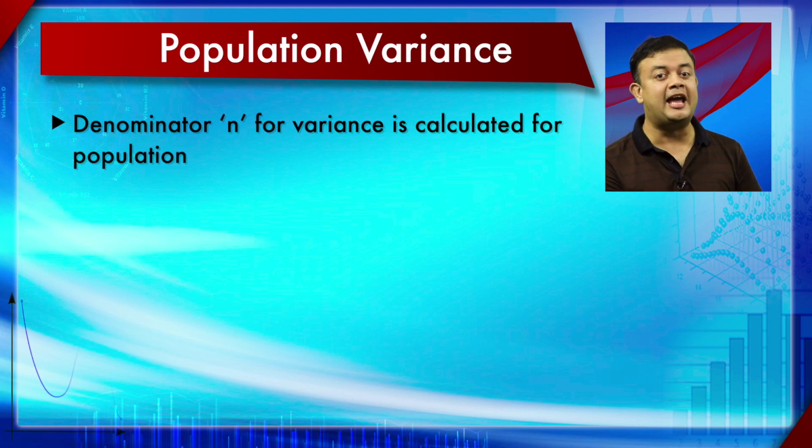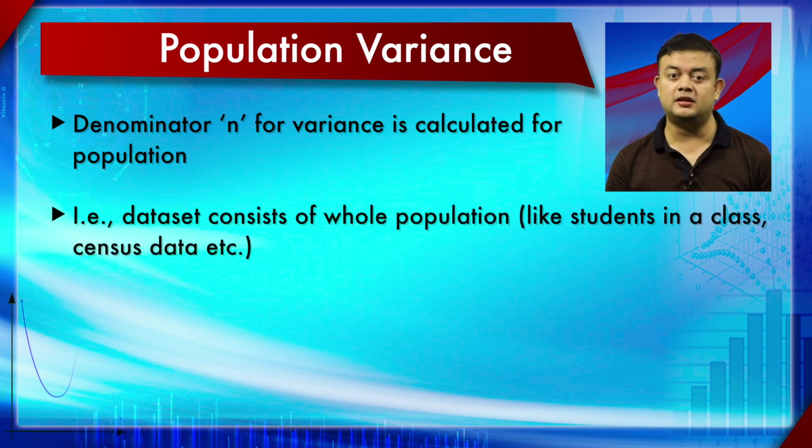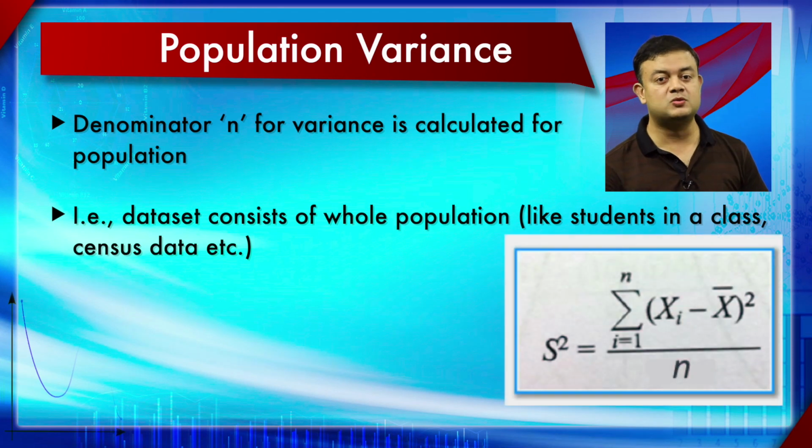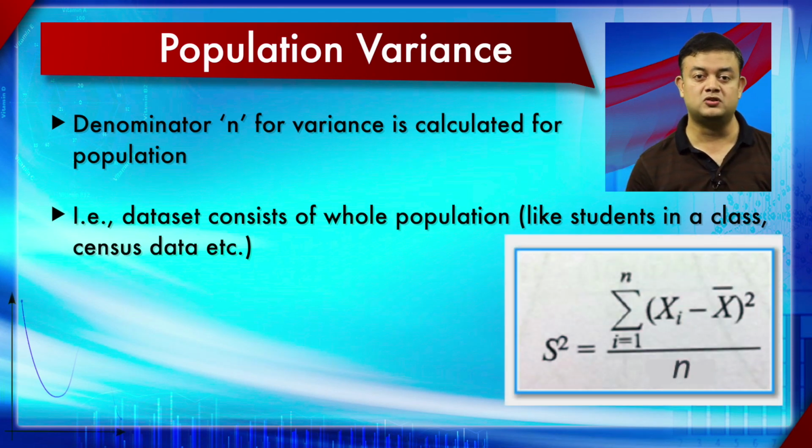But in the case of population variance, the denominator is just n. So virtually you are taking the average of the squared values of the deviations about the mean in the case of the population variance. The equation is the sum of x minus x bar squared, divided by n. That is what the population variance is.